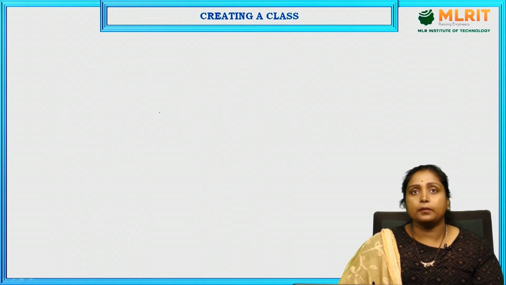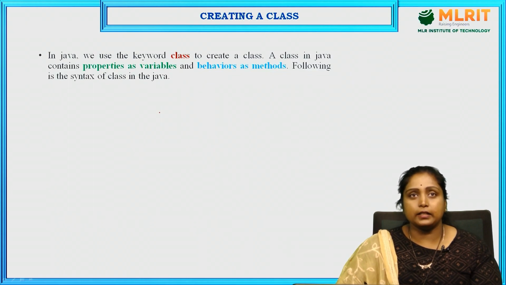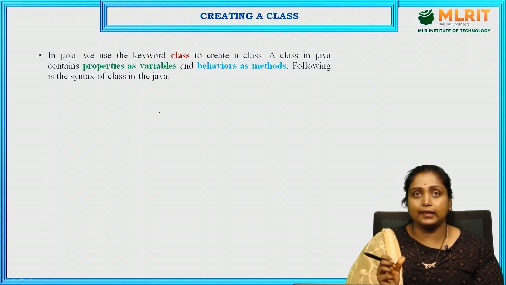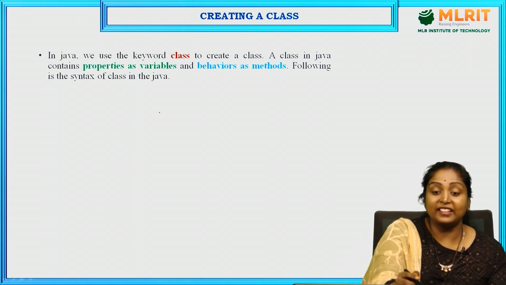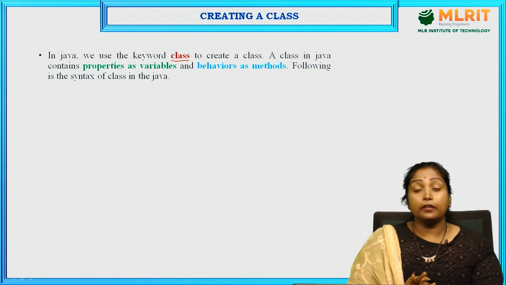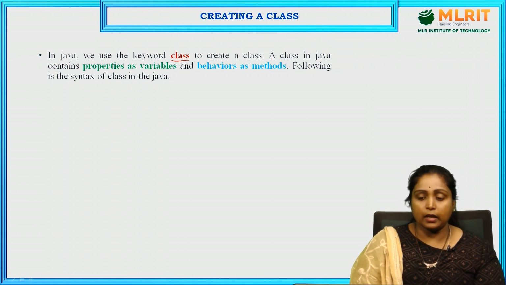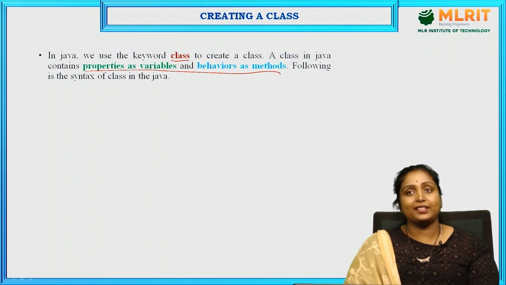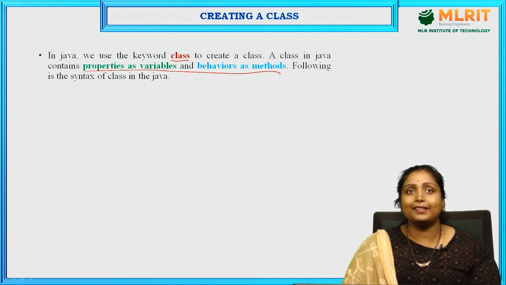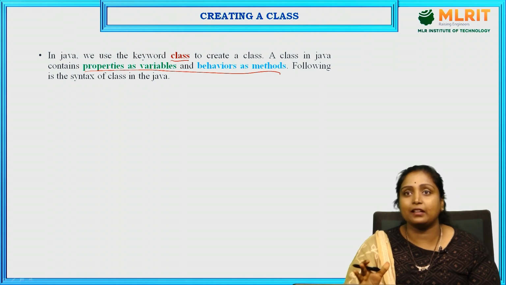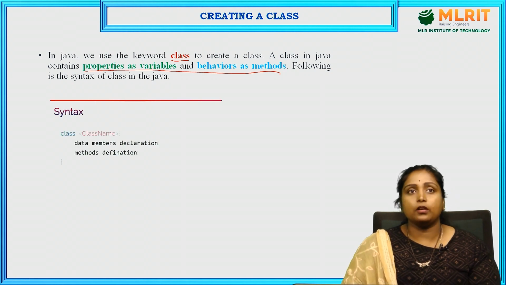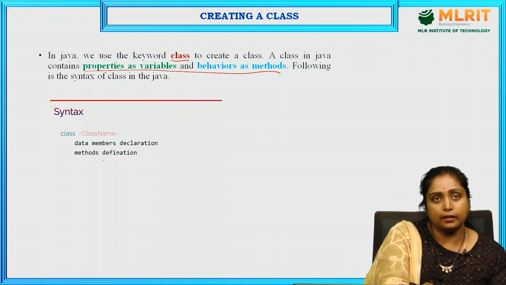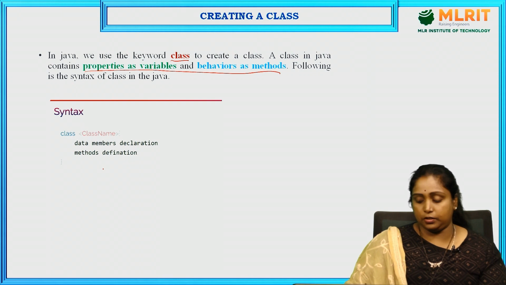Clear? So how are you going to create a class? So class is a keyword which is used to create a class. Here C is small. Keywords will always be in small letters. Okay. So the class in Java consists of properties as variables and behaviors as methods. So variables are nothing but properties and behaviors are nothing but methods here. So here is the syntax. You have to go with class name, data members declaration, and methods definition.